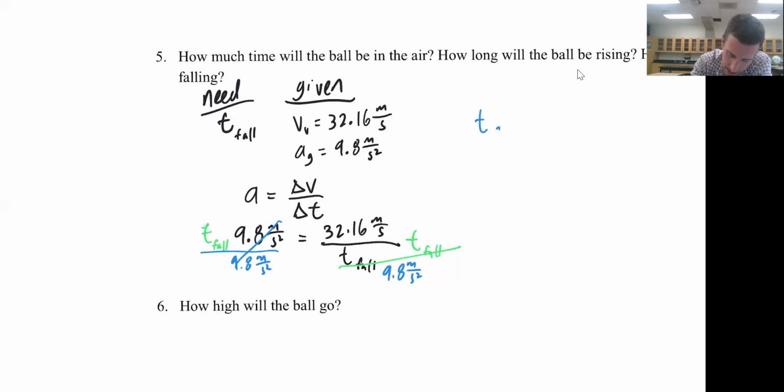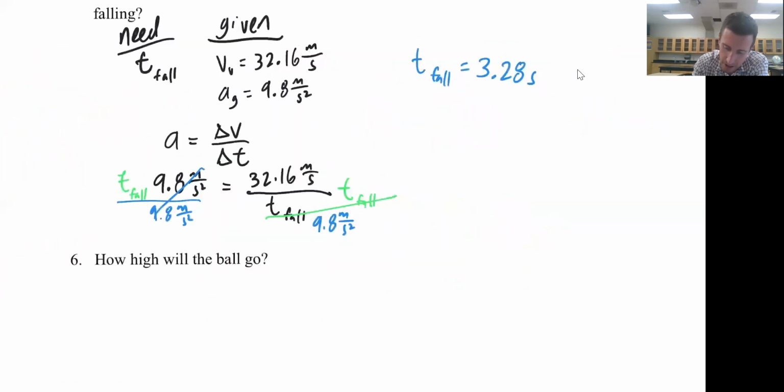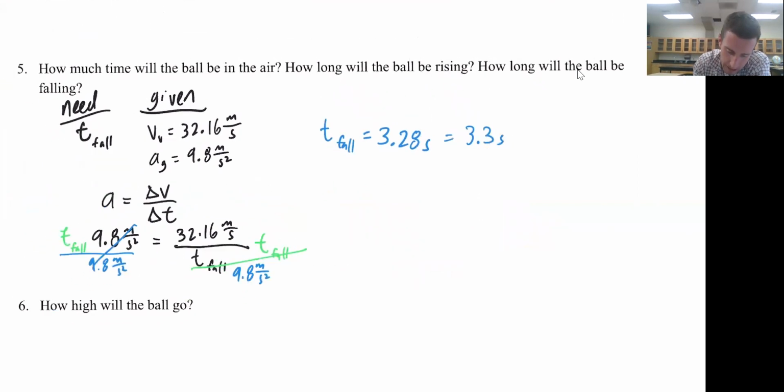So the time of the fall is equal to, I'm going to use my calculator, 32.16 divided by 9.8, 3.28 seconds. Now, technically, the starting stuff that I had was only in 2 digits, so I should keep it as 2 digits. So I could say that's pretty much equal to 3.3 seconds, but I'm fine with leaving it 3.28.